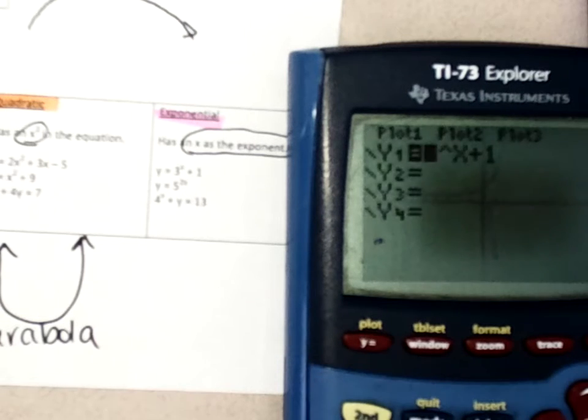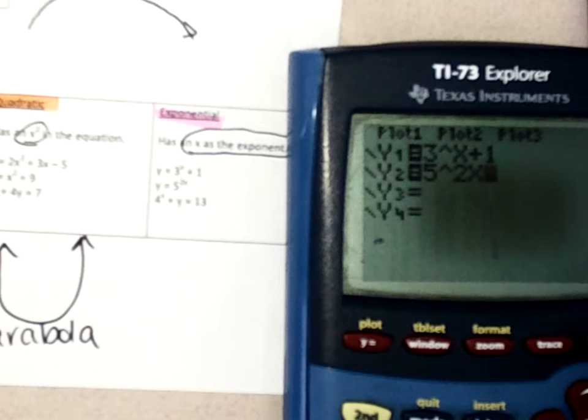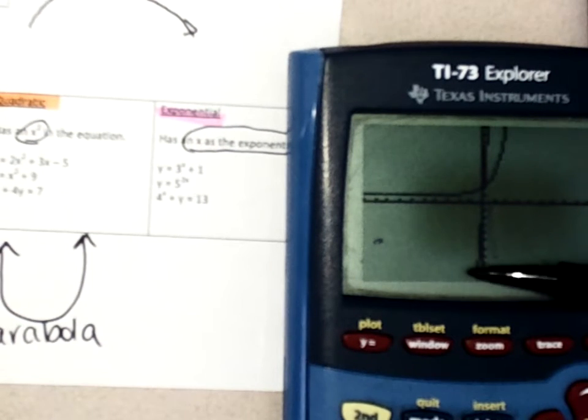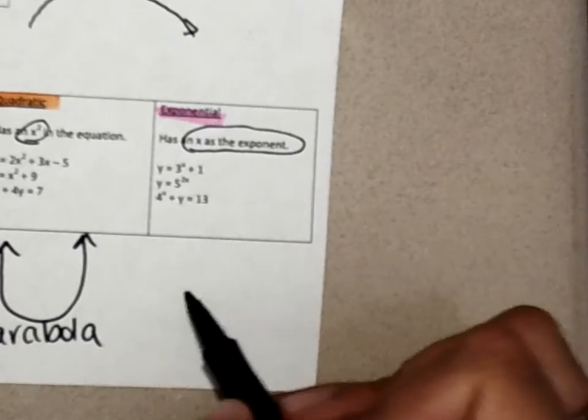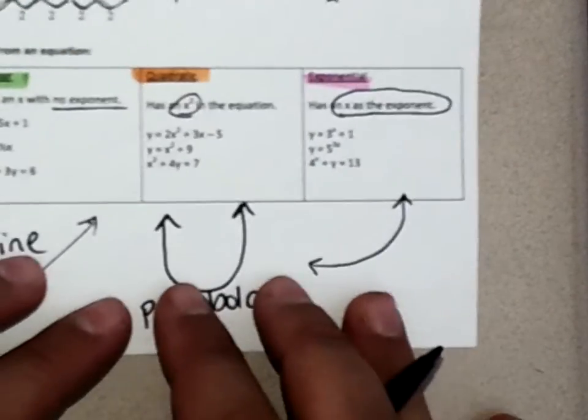If we were to graph the second one, 5 to the 2x, so we've given our exponent a coefficient, which means it's doubling the exponent. This also creates a really curved line that's hard to see, but in both cases, you're going to get a graph that looks flat and is then curved.